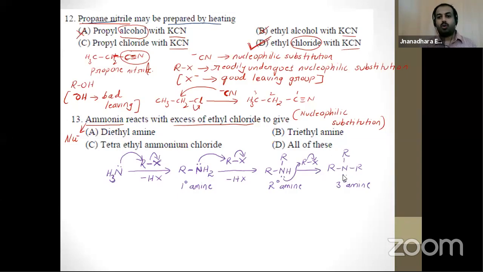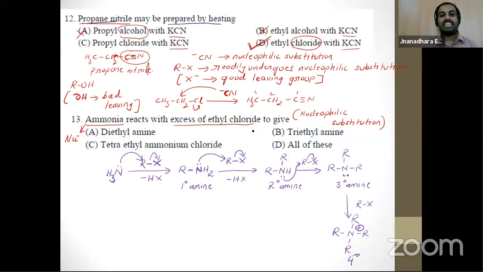Now, does the reaction stop? Let us ask this question. No, because this lone pair is still active. Now, this will again react with one more mole of RX, alkyl halide, to give what is called a quaternary ammonium salt. Now, please notice I have not written HX here, because nitrogen has no hydrogen to lose. So this is a quaternary ammonium salt.